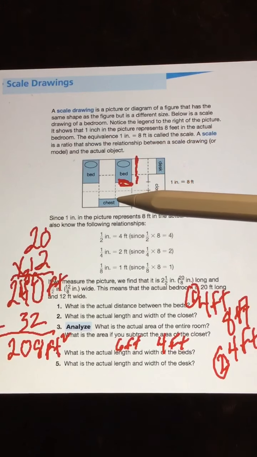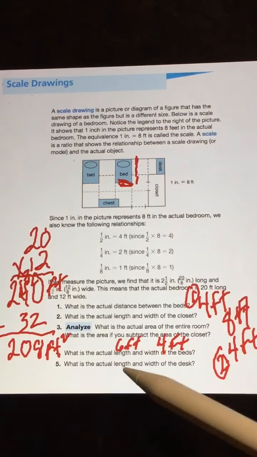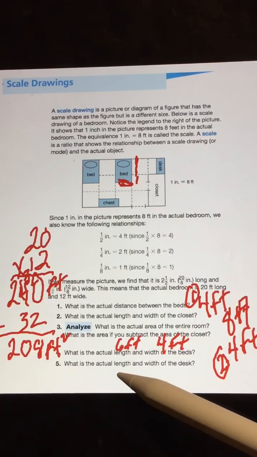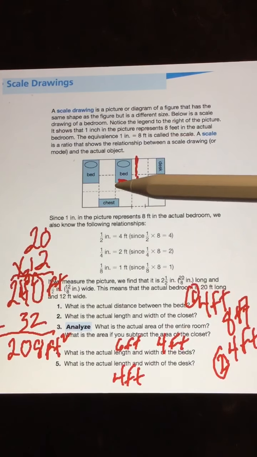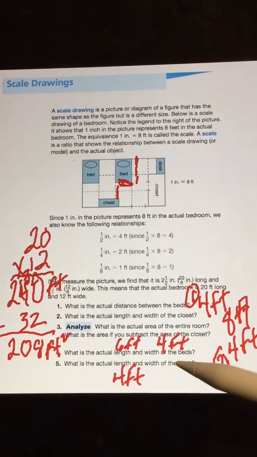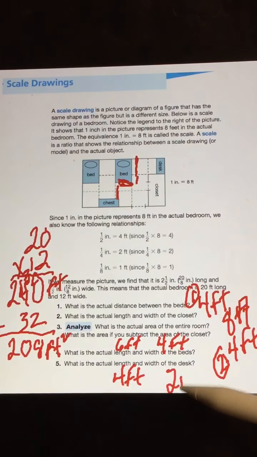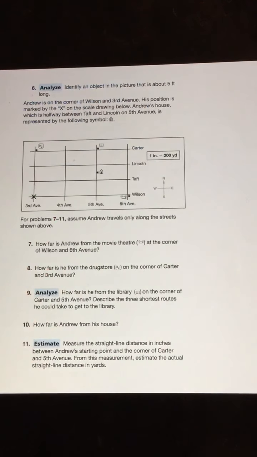So I look at my desk. Now the desk is a whole square, right? So the desk is 4 feet long, right? And the width is half of one of the squares. It's only half. So what's half of 4? 2 feet, correct? All right, let's go on to our next question.